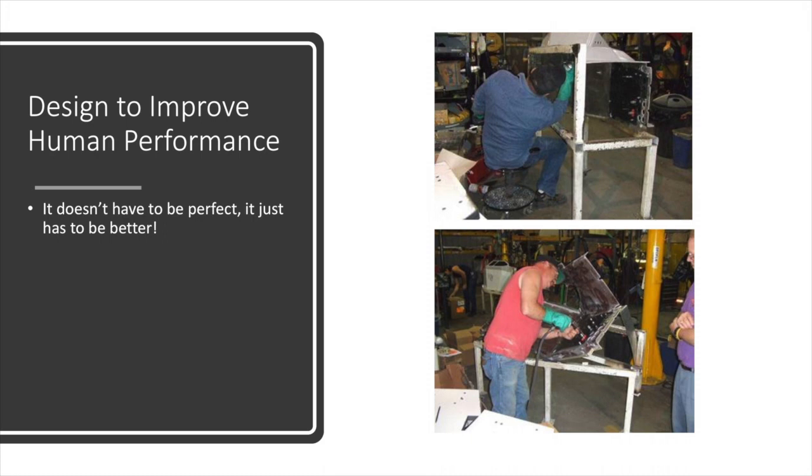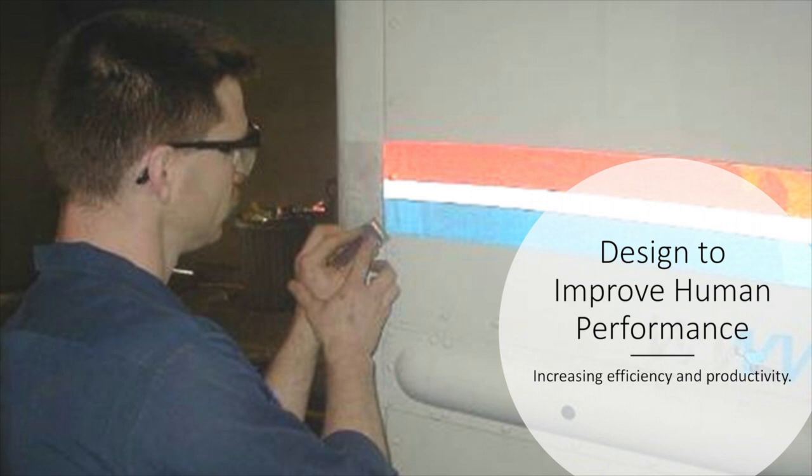Where to go back to? Getting Denny in a position where he's working with gravity, where he can actually see what he's working on, get to it easily. Quality issue went away. It took 7 minutes off assembly time and reduced the risk of injury. That's what an ergonomic process is about. It's not just about reducing risk of injury. It's increasing quality, increasing productivity, decreasing the risk of injury. Those three things go hand in hand. Designed to improve human performance and increasing efficiency and productivity.